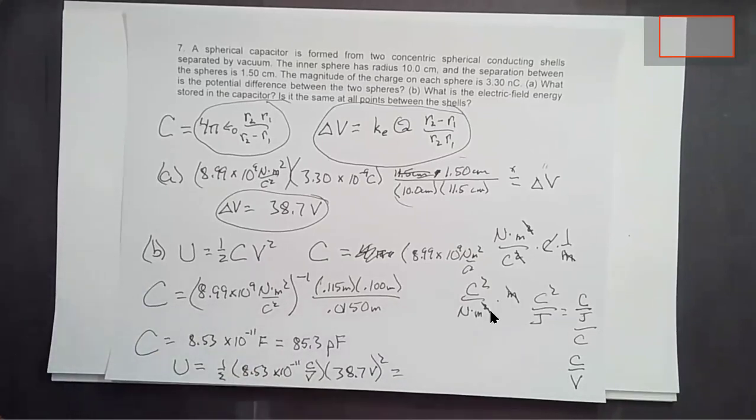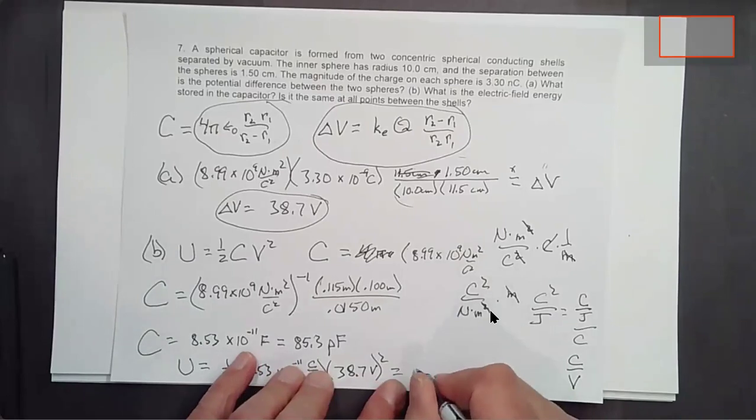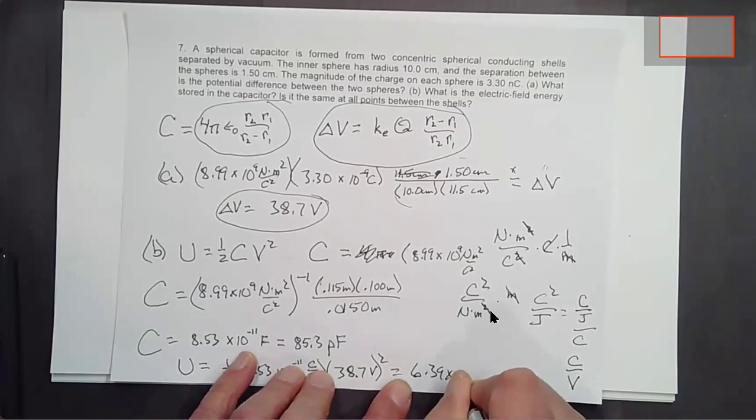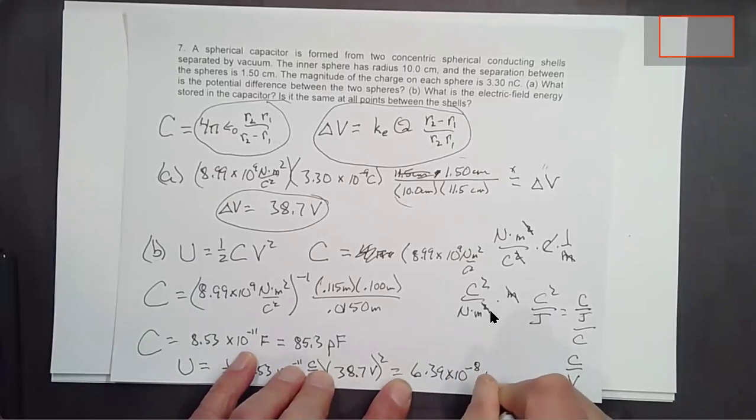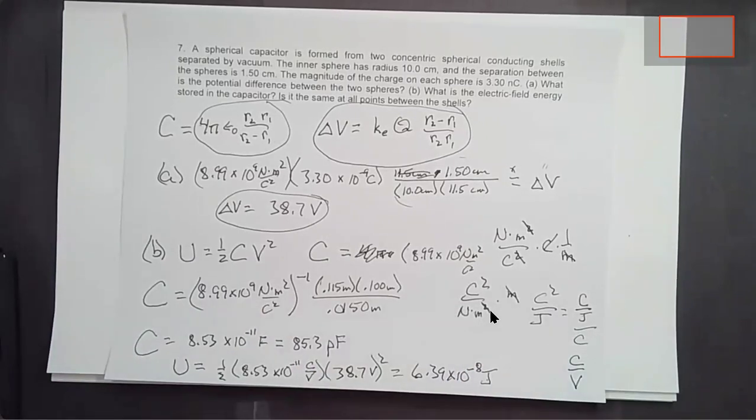So, and I get not much. 6.39 times 10 to the minus 8th joules. So pretty dinky. This isn't a very efficient way to make a capacitor, apparently, and to store energy in it.